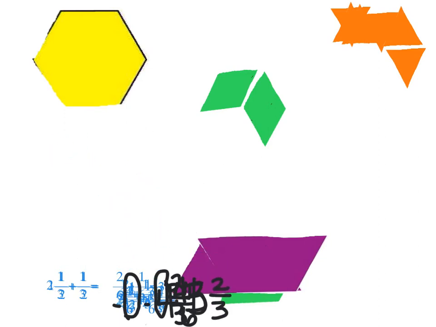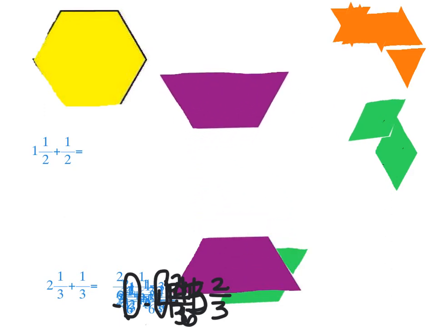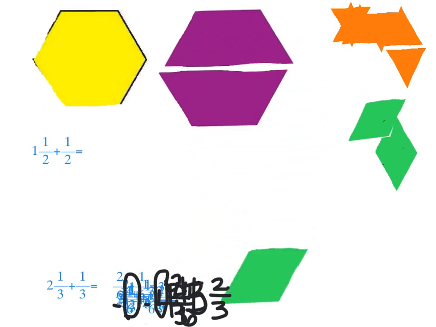I've got quite the mess down there, don't I? All right, so let's get to this one. 1 1/2 plus 1/2. So I'm going to scoot these out of the way. We've got a half, and we've got a half. Well, a half and a half equal a whole, correct? So our answer to that problem is going to be 2, because we had 1 whole to start with and 2 halves that made another whole. So basically we had a whole plus a whole.